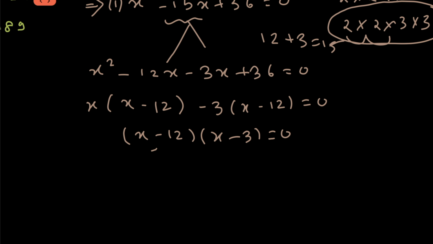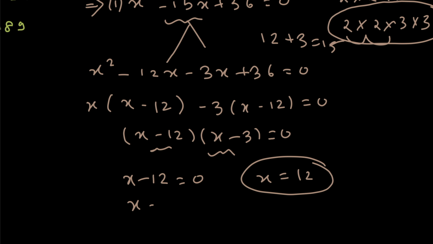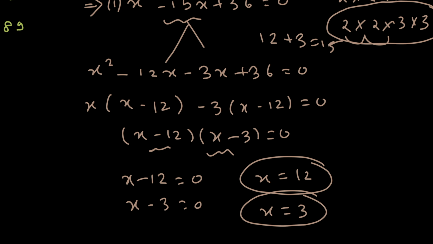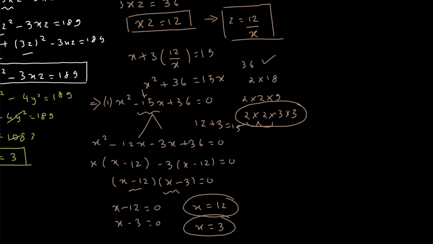So either this is equal to 0 or this is equal to 0. If x minus 12 is equated to 0, we get x equals 12. And if x minus 3 is equated to 0, we get x equals 3. So here we have got the value of x equal to 12 and 3.